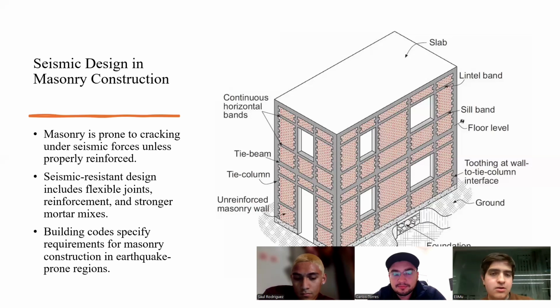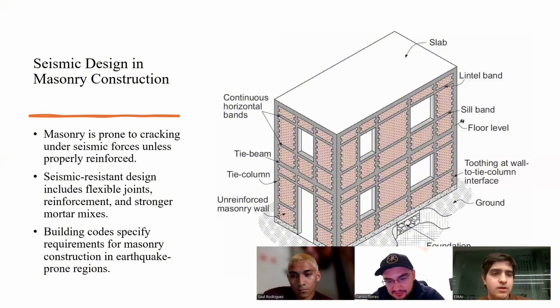And another one is energy dissipation and movement accommodation. This one is just designing walls with movement joints, flexible connections, and dividing systems. This can help to absorb the seismic energy and reduce the structural stress.